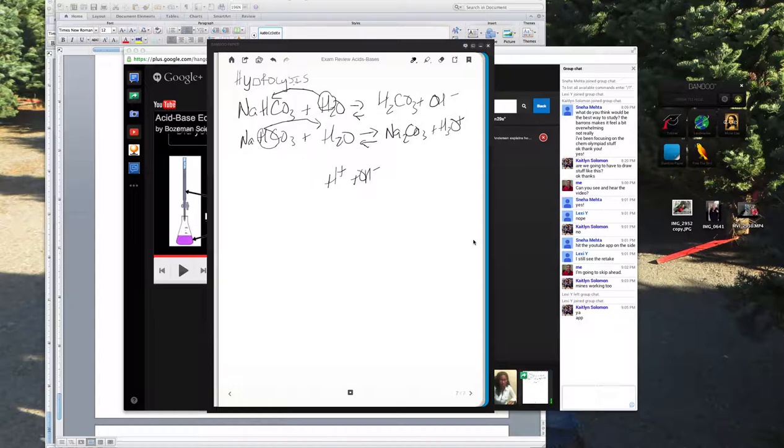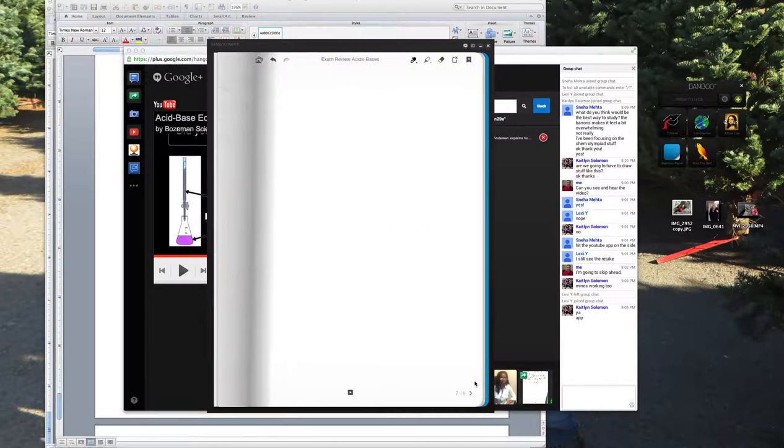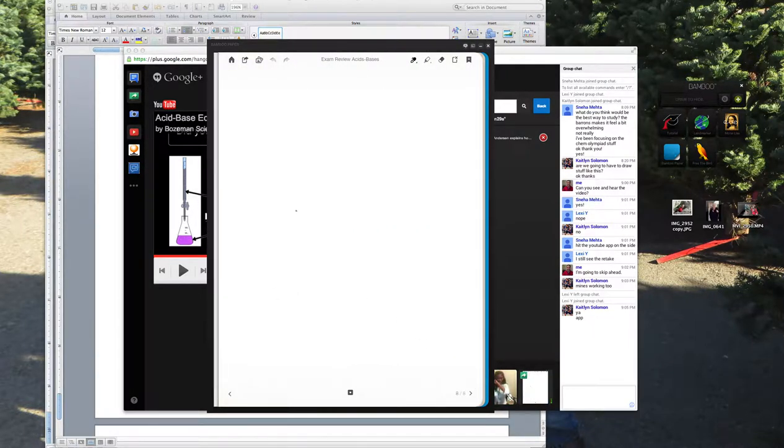But I want to talk about the titration curves because we didn't spend a lot of time on that. I want you guys to know them because I think they might ask you questions to identify them. So I'm going to draw a big graph here.